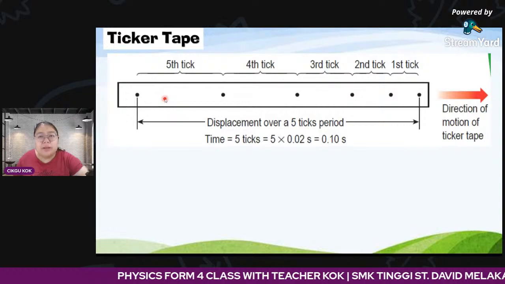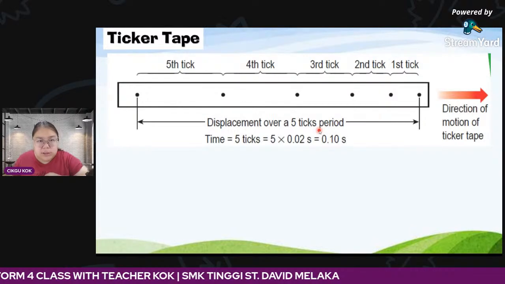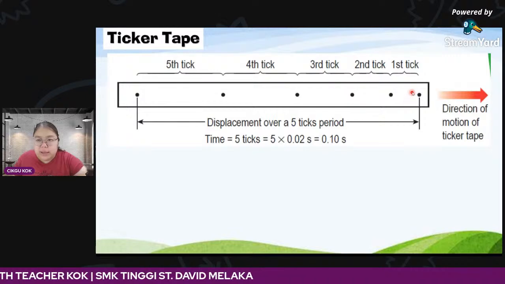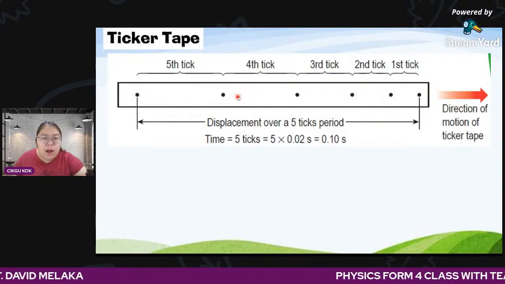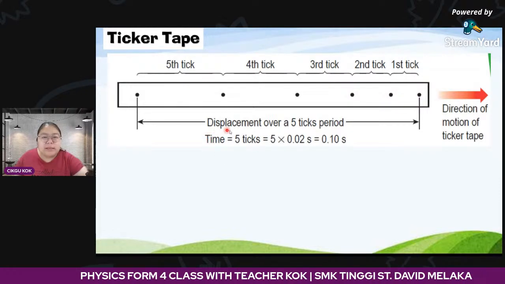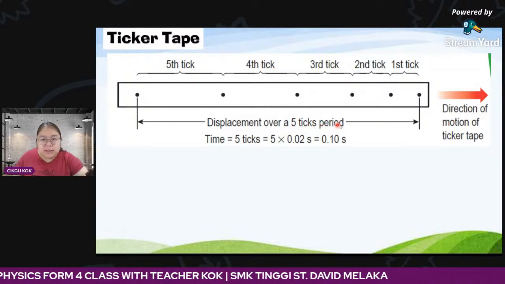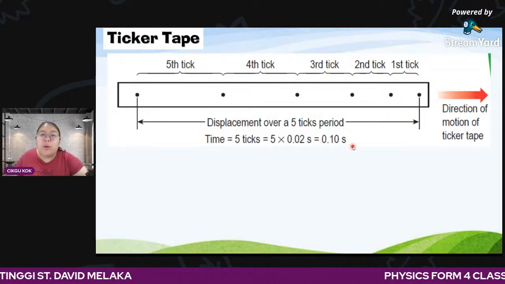Here how many ticks? We have 5 dots, only 4 ticks. Sorry, let me recount. 1, 2, 3, 4, 5 ticks. How many dots? 1, 2, 3, 4, 5, 6. 6 dots, 5 ticks. Now this one is the displacement over the 5 ticks period. So the time taken is how long? 5 multiplied by 0.02 second, so 0.1 second.